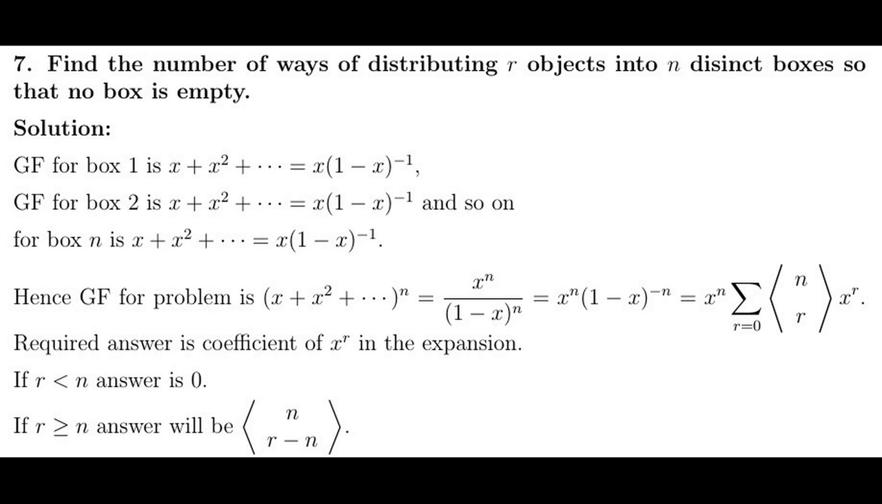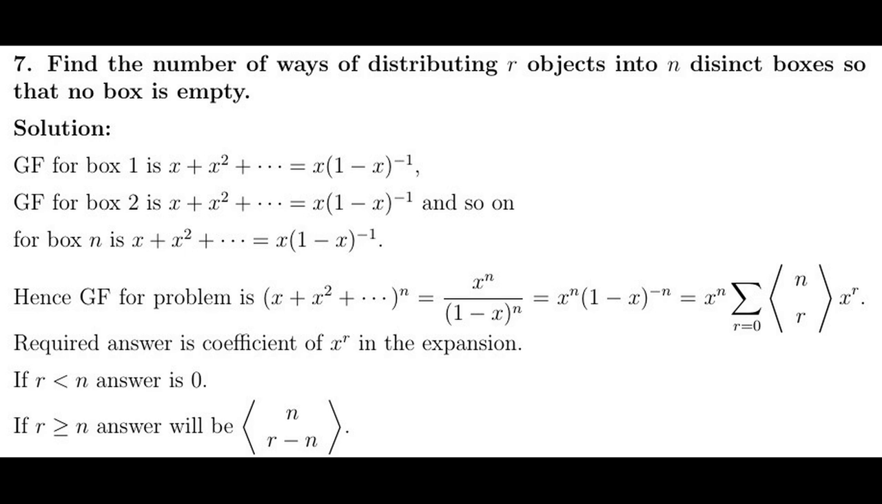Now, next problem. Find the number of ways of distributing r objects into n distinct boxes so that no box is empty. So additional condition here is no box is empty. That means at least one object must be there in that box and the boxes are distinct. So applying generating function theory, we can directly say that generating function for box number 1 is x plus x square plus dot dot dot, which is x into (1 minus x) raised to minus 1. Generating function for box 2 same and so on. Therefore generating function for this problem will be (x plus x square plus dot dot dot) raised to n, which is x raised to n upon (1 minus x) raised to n.